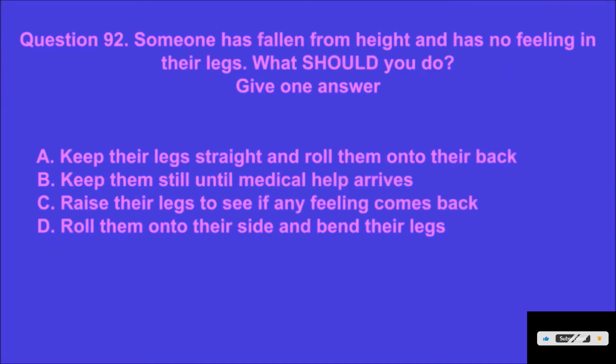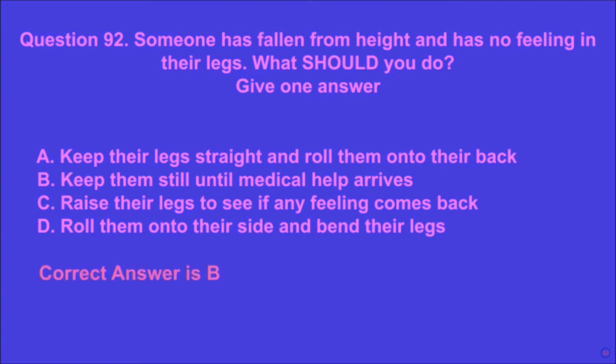Question 92. Someone has fallen from height and has no feeling in their legs. What should you do? Give one answer. A. Keep their legs straight and roll them onto their back. B. Keep them still until medical help arrives. C. Raise their legs to see if any feeling comes back. D. Roll them onto their side and bend their legs. Correct answer is B.